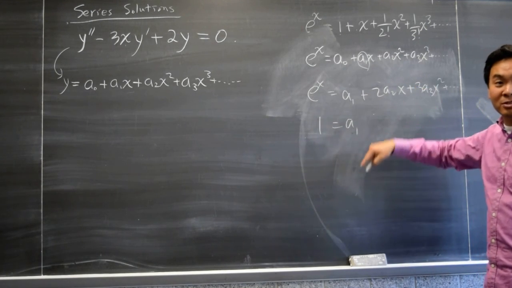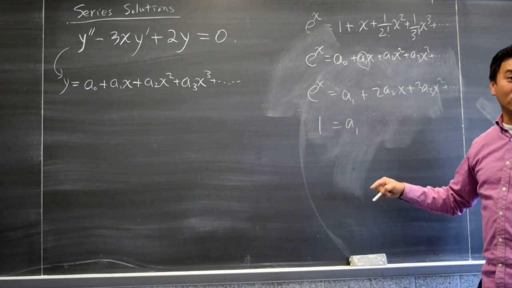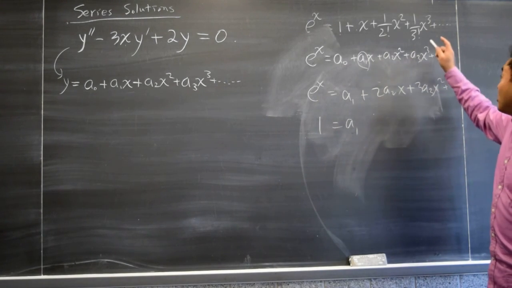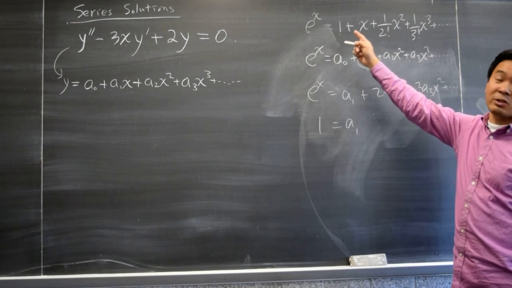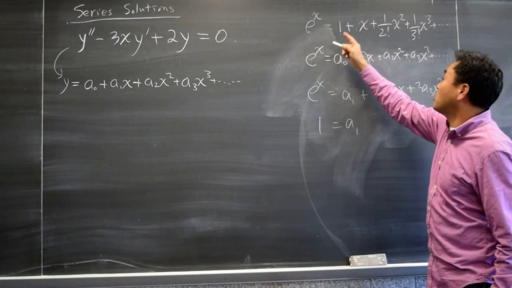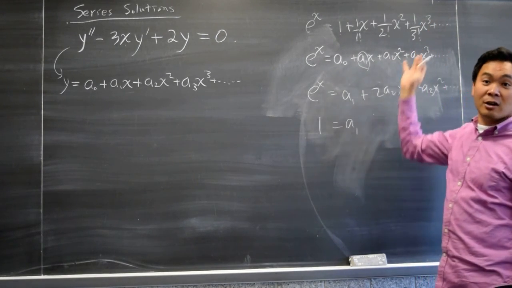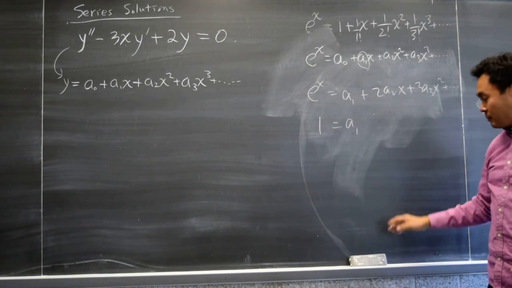You differentiate again, plug in 0, you get a2 as 1 over 2. Differentiate, plug in 0, differentiate, plug in 0. That way you can get all these values, and it will turn out that it has a pattern. It's like 1 over 1, 1 over 1 factorial, 1 over 2 factorial, 1 over 3 factorial. And that's how it goes. That's how you get this, okay?